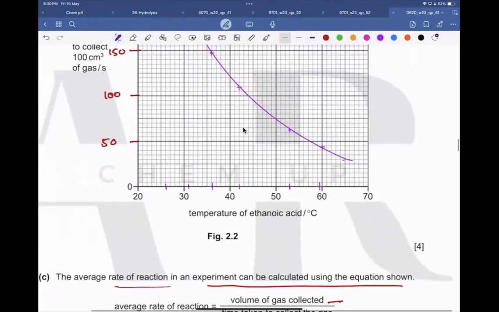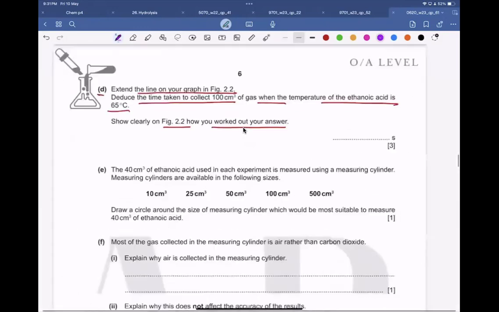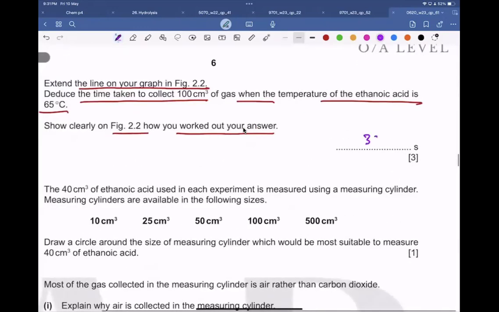so at 65, if you guys will see, the gas is it a 40, 10, 20, 30? No, it's a 30 seconds, right? So it's 30 seconds.